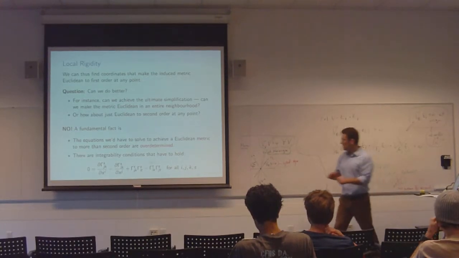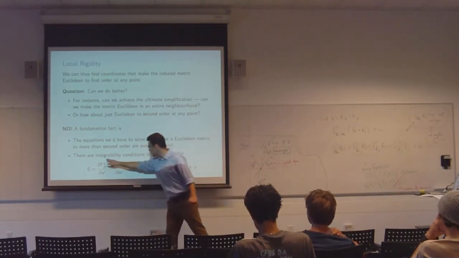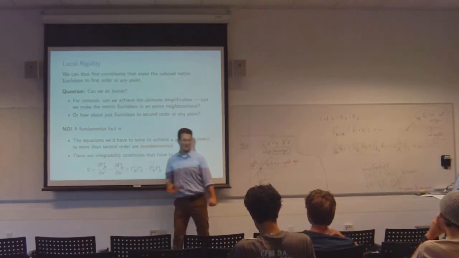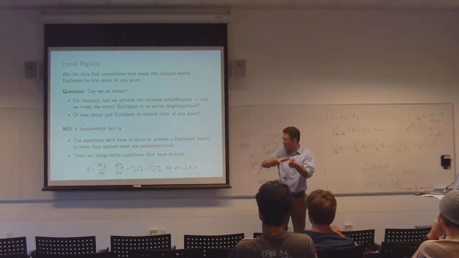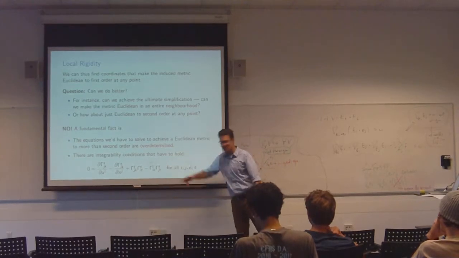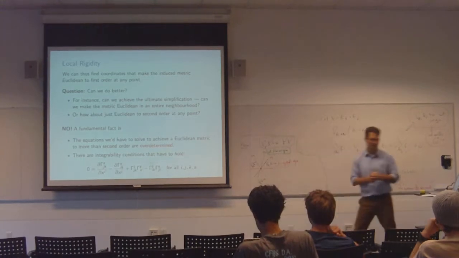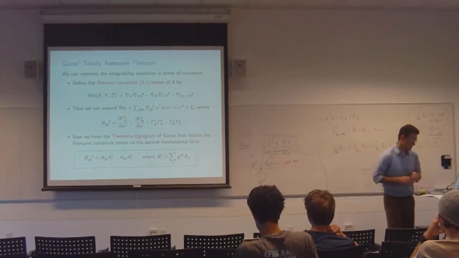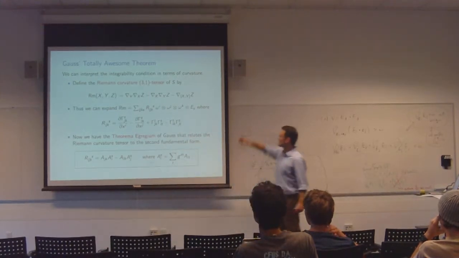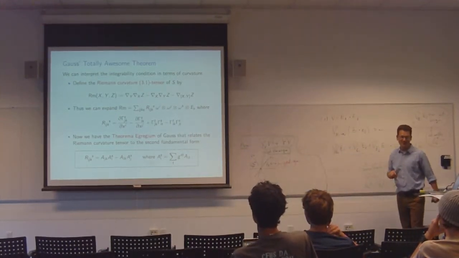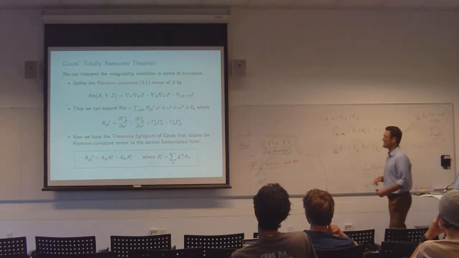Okay? So the local rigidity involved is somehow quantified here. A curved surface is rigid, you can't flatten it out, and the rigidity is encoded in this. If this is 0, then the surface is sufficiently flexible that you can map it out. Okay, so let's interpret those conditions. The title of my slide is Gauss's Totally Awesome Theorem, because apparently that's my favorite translation of Theorema Egregium from Latin to English.